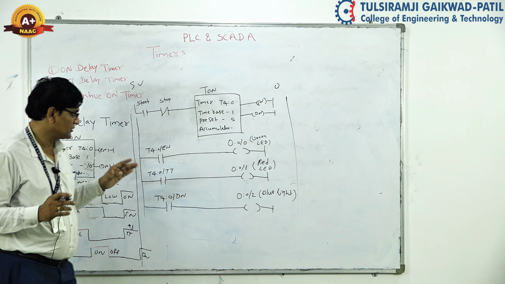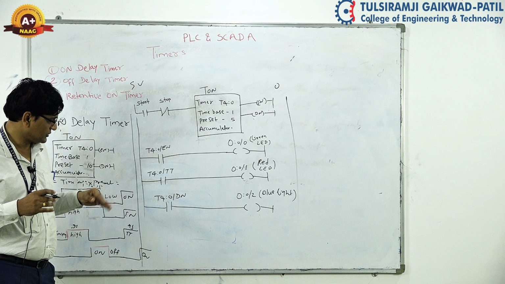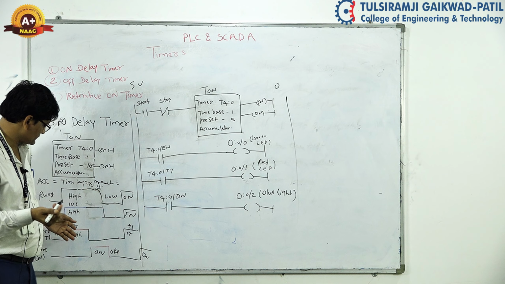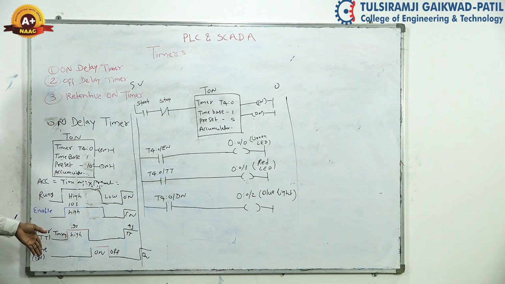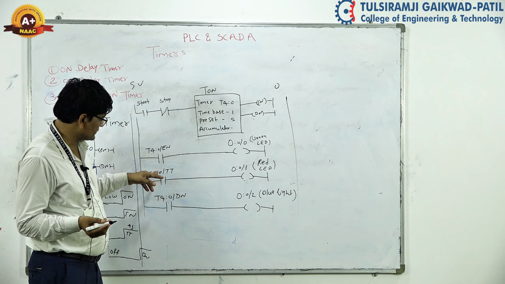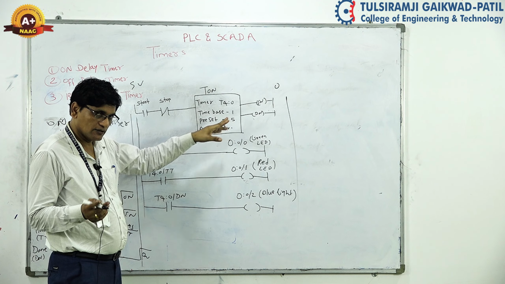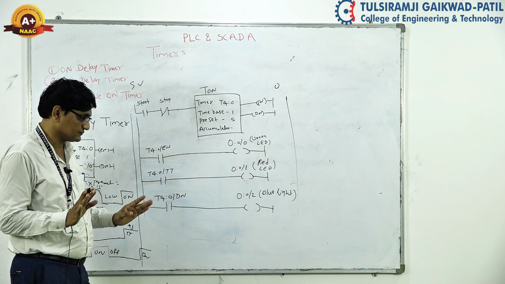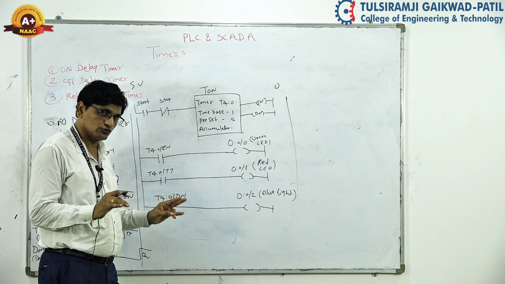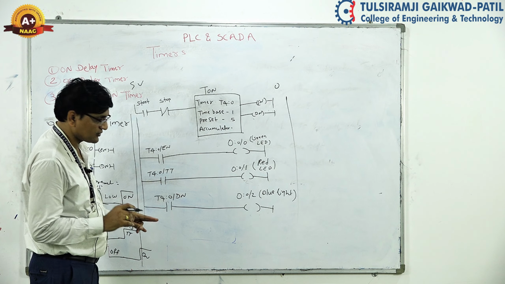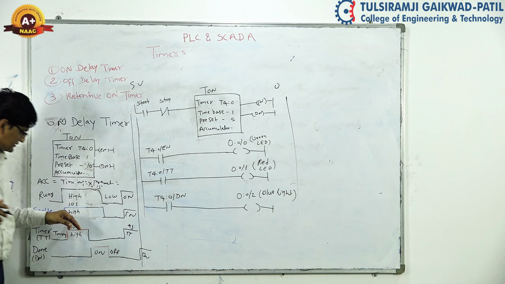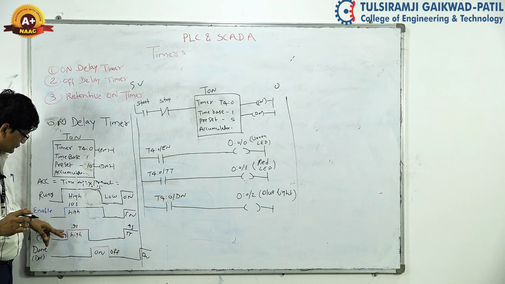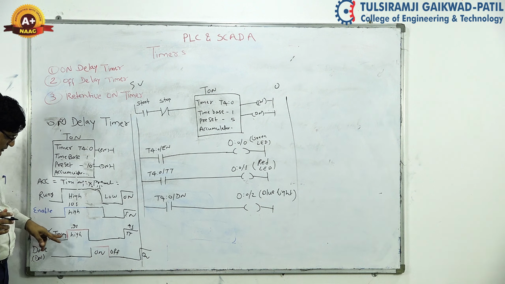After 4 seconds, the done bit will be active. As per the timing diagram we have discussed for these various bits, you can see that after the 4 seconds, this done bit will be active. But up to 4 seconds, means we can say 1, 2, 3, 4, up to 4 seconds, what will happen? Here you can see that up to 4 seconds, this timer timing bit is active.